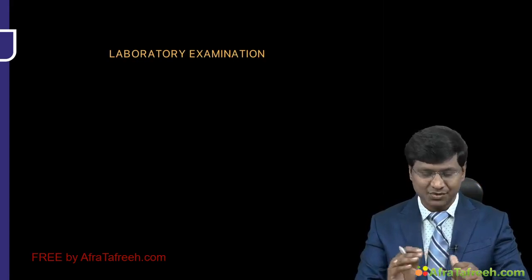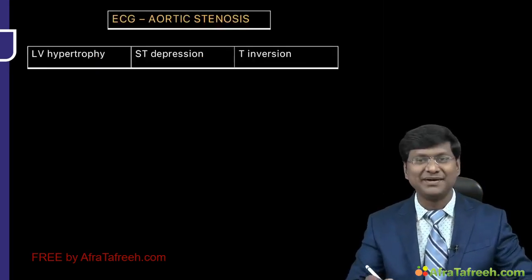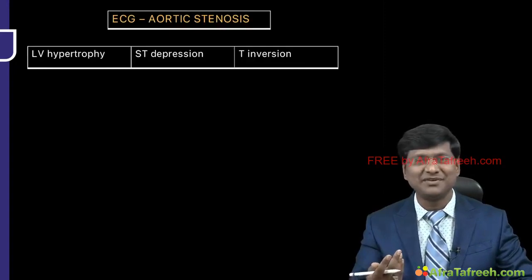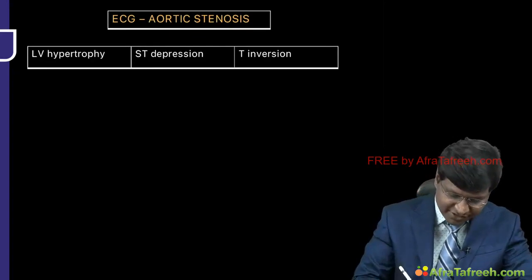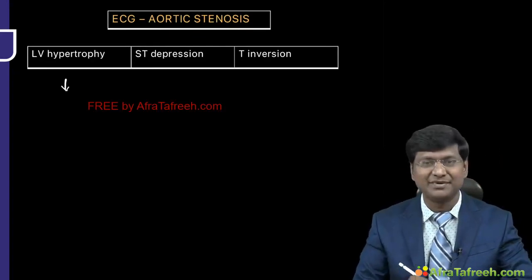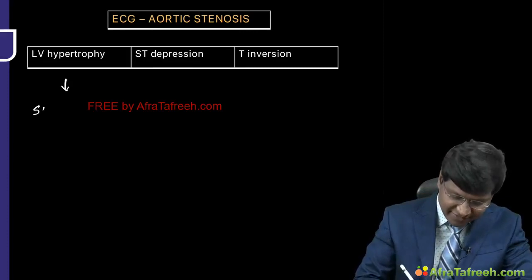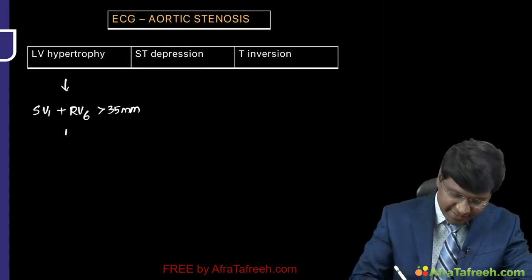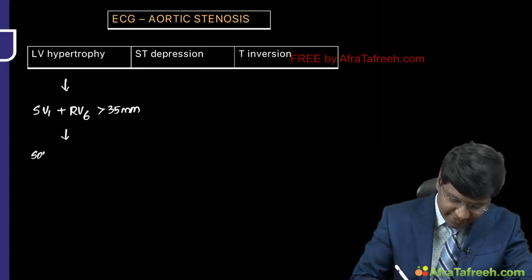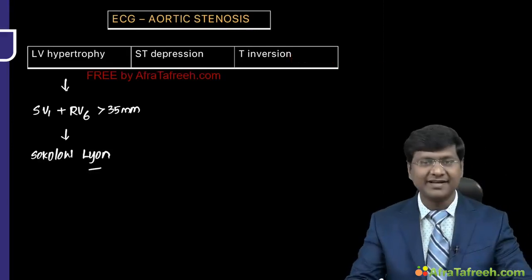I'll be discussing that now. So you take the ECG in case of aortic stenosis. In aortic stenosis, what have we discussed? The individual will develop a concentric left ventricular hypertrophy. So you will have changes in the ECG in favor of left ventricular hypertrophy, and we have a criterion where SV1 plus RV6 should be more than 35 mm to call it left ventricular hypertrophy. And what is the name of the criterion? The name of the criterion is the Sokolow-Lyon criterion, right? So this is the name of the criterion for left ventricular hypertrophy.